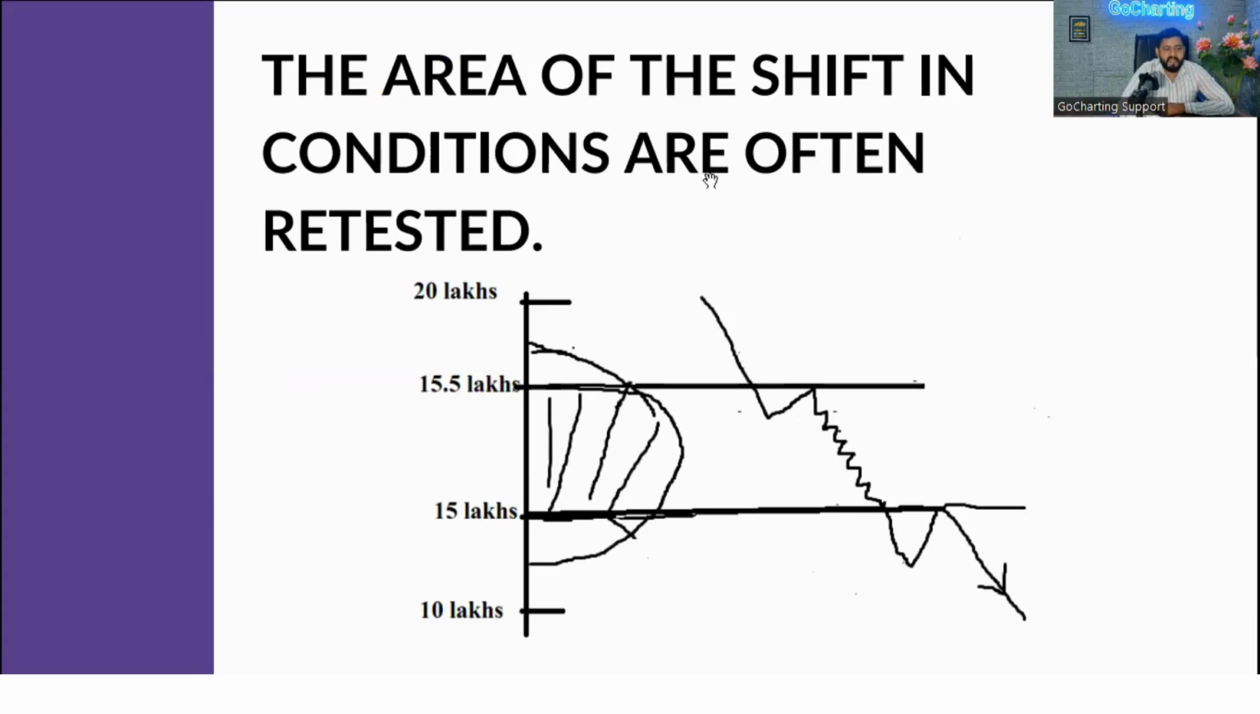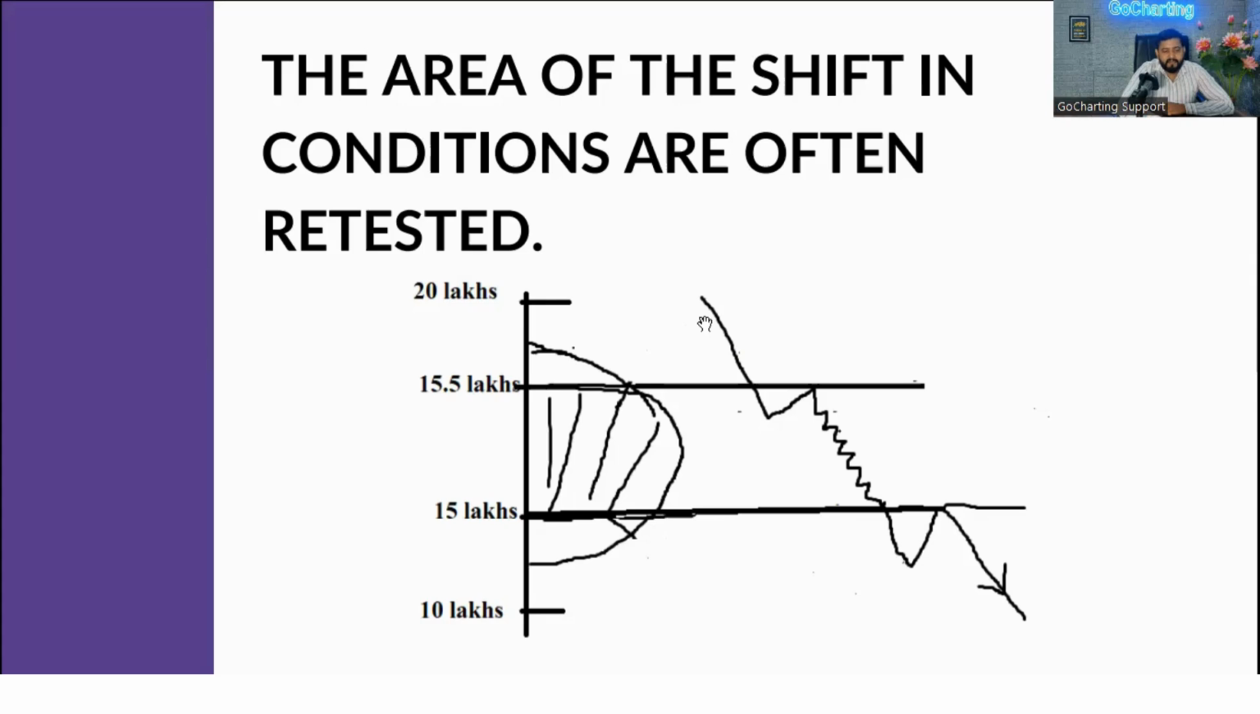The third rule is that areas of shift in conditions are often retested. See, friends, there is nothing permanent. There is nothing 100% in the stock market. You always have to take risk. You always have to have money management and risk management.